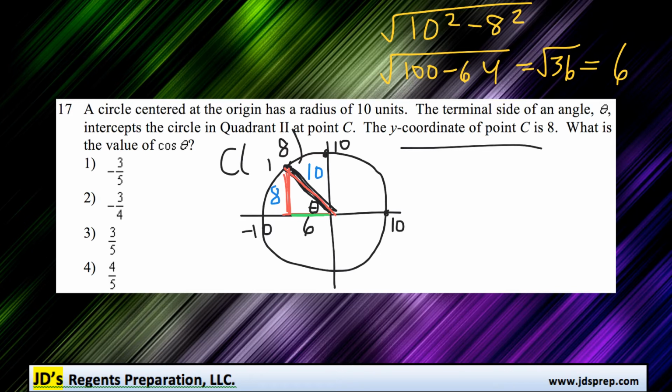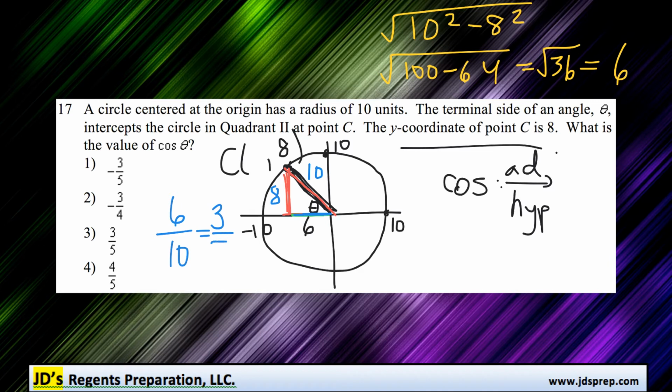Cos of theta, the trig ratio is adjacent over hypotenuse. So the adjacent length is 6, and the hypotenuse is 10. And that simplifies to 3/5. But we need to double check to see if this should be positive or negative. There's two ways to figure this out. One is that we know that moving from the origin to the left is moving in a negative direction. So it actually is negative. So the answer is number 1.